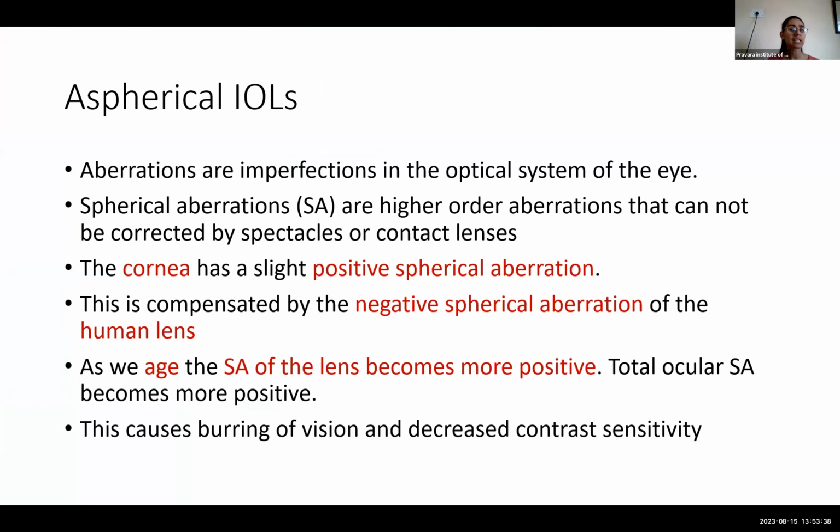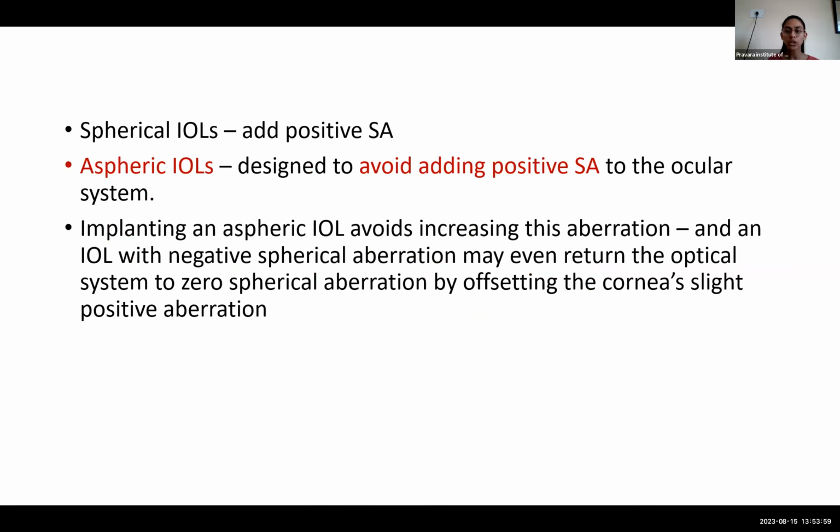So why are we using aspheric IOLs these days? Spherical aberrations are a form of higher order aberrations. The cornea has a positive aberration, while the human lens has a negative aberration. As we age, the aberration of the lens becomes more positive, increasing the total ocular aberration. This causes blurring of vision and a decrease in contrast sensitivity. Using aspheric IOLs, we can avoid this additional positive aberration, thereby improving the quality of vision.